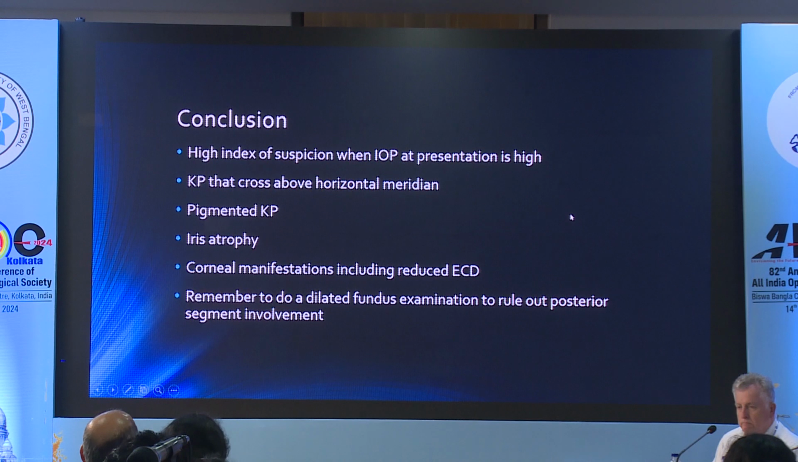So in conclusion, a high index of suspicion is necessary when the patient presents with a high pressure, KPs that go above the horizontal meridian, pigmented KPs, presence of iris atrophy, corneal manifestations, including a reduced endothelial cell count, and always remember to do a dilated fundus examination to rule out posterior segment involvement.